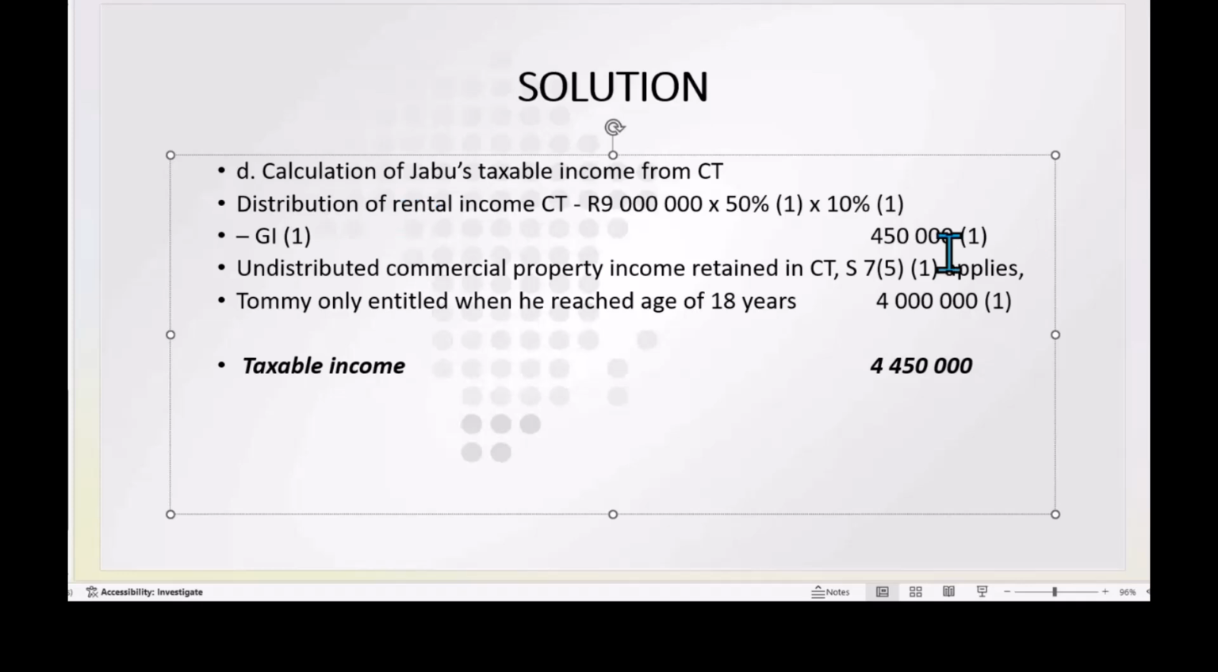So 450,000 Rand will be included as part of his gross income, and this will be done in terms of the gross income definition. Then the undistributed commercial property income that is retained in the trust, that was given to us as 4 million rand, will then be taxed in his hand, because we said that Section 7.15 applies. And because they said Tommy is only entitled to this rental income until he reaches the age of 18 years old.